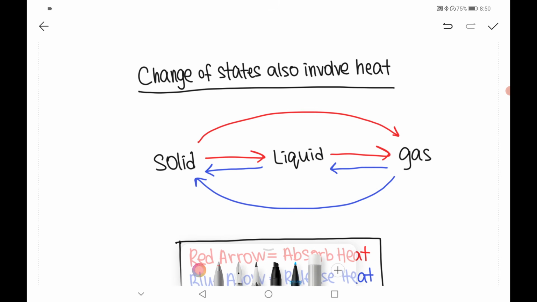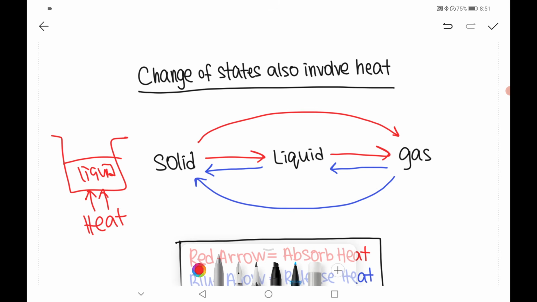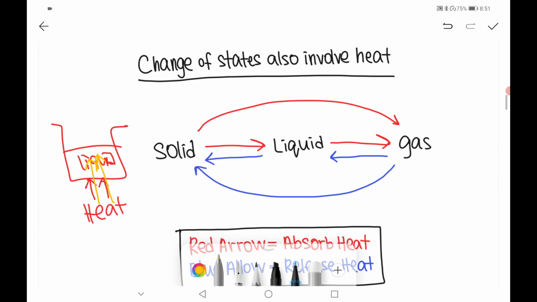Same thing, the next one, liquid changes to gas. What is this? It is boiling, or we call it evaporation. If you have a liquid and you want to boil it, what should you do? You need to heat it. When you heat the liquid, the heat goes into the liquid, the heat is absorbed by the liquid, so it is endothermic.